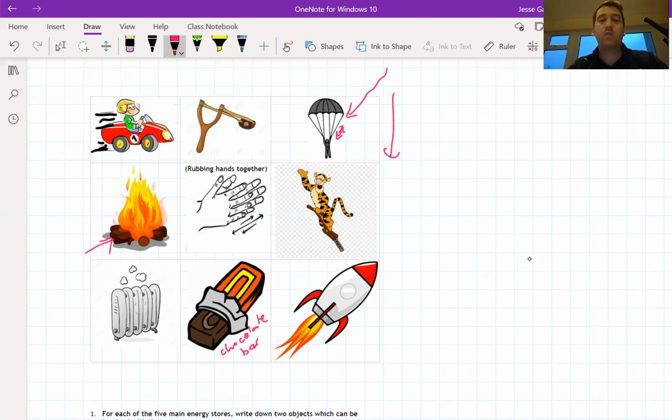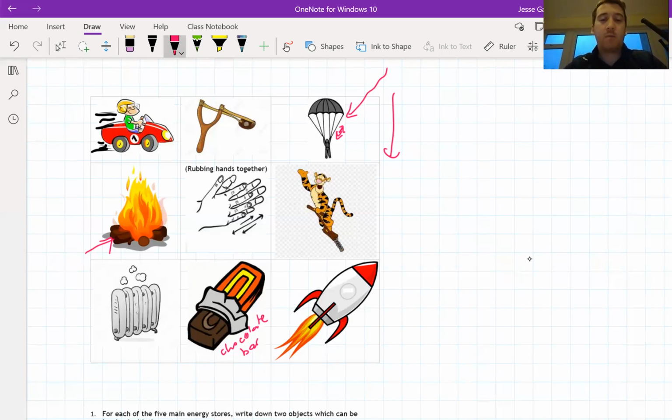Rubbing hands together. We would do this if we were really cold. We rub our hands together to try and make them warmer, to warm ourselves up. So obviously, if you think about it, we're moving our hands to warm ourselves up. So what stores are involved there? Well, the movement is going to be the kinetic store. So that's probably the main one. You can circle that one, kinetic store. But also the friction between our hands is making them warmer. So the temperature of them is going up. So that's going to involve the thermal energy store. Well done if you said those two, those are the two main ones there.